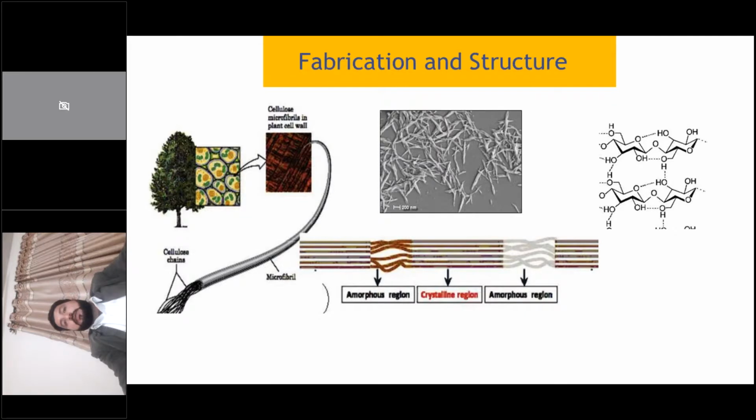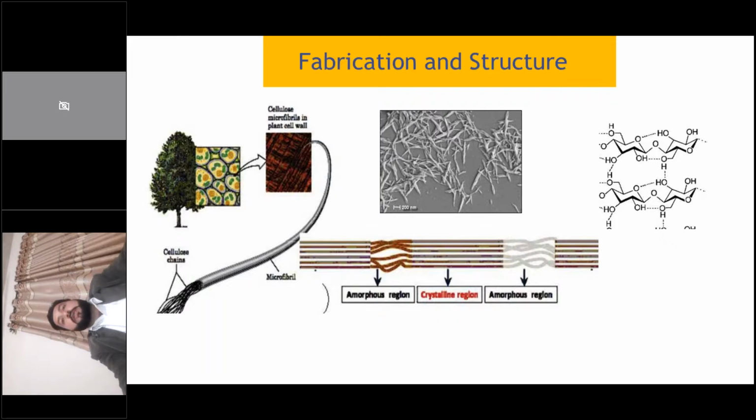This slide shows a small pictorial summary of the structure and fabrication of the cellulose. On the right, we can see that it is a biopolymer. The glucose molecules, or we can say the monosaccharide molecules, are linked together to form this polymer. The hexagonal structure is very much clear, and it is obtained from the plant material.